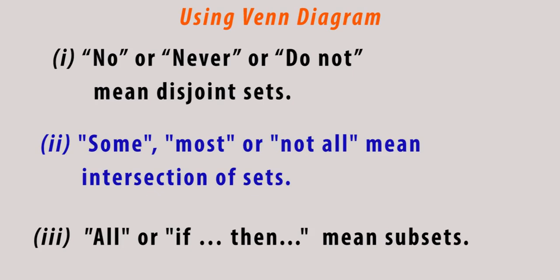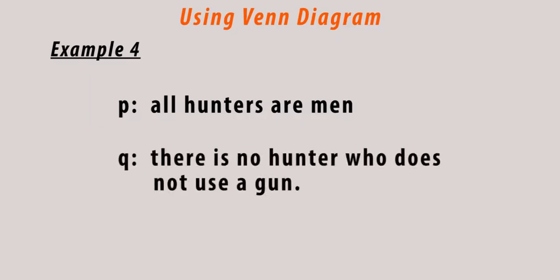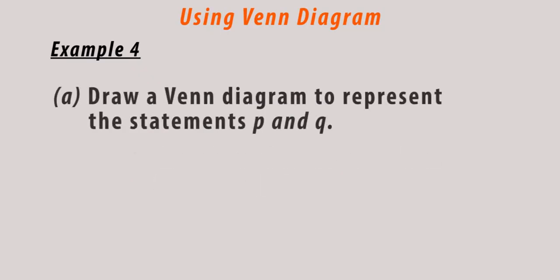I want us to use an example to illustrate this. So let's take example 4. Consider the following statements. Statement P: All hunters are men. Statement Q: There is no hunter who does not use a gun. A. Draw a Venn diagram to represent the given information.